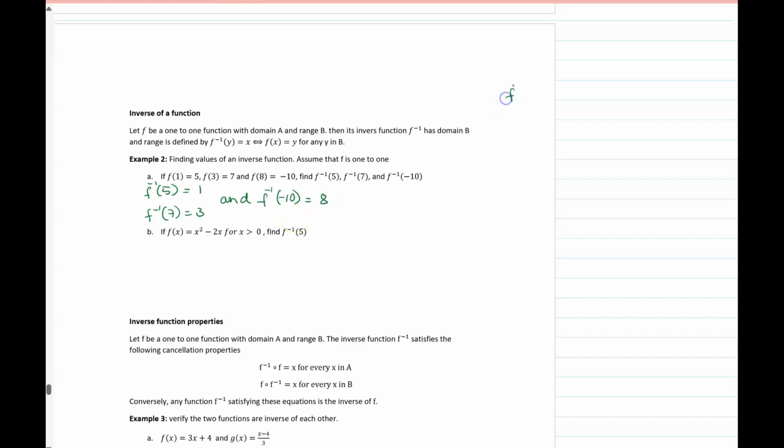Note that f inverse is denoted with the exponent negative 1. This is not the same as 1 divided by f, so don't ever put that into the calculator and get confused.